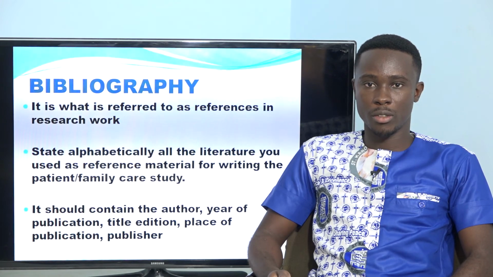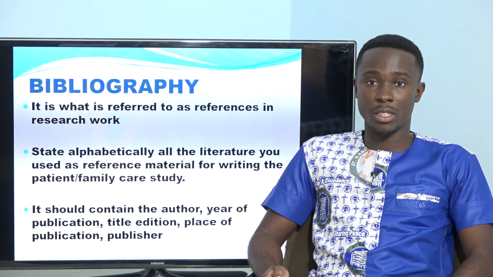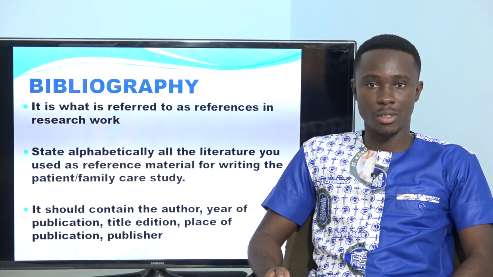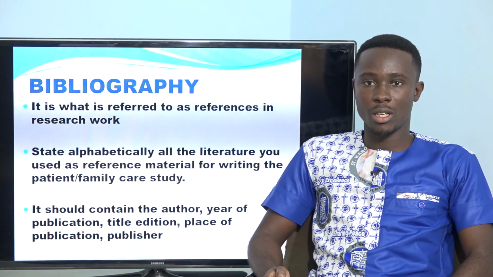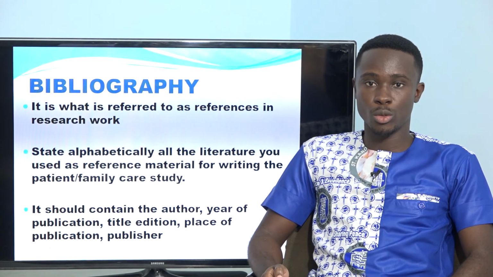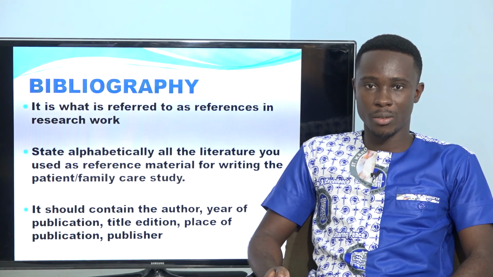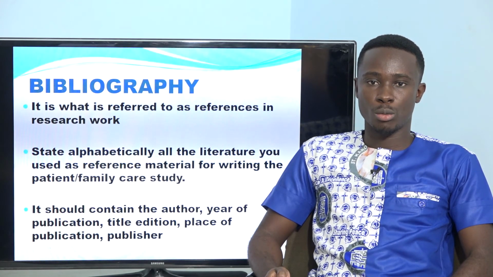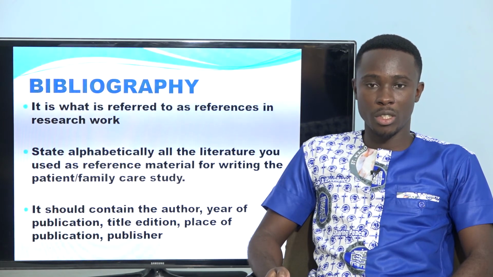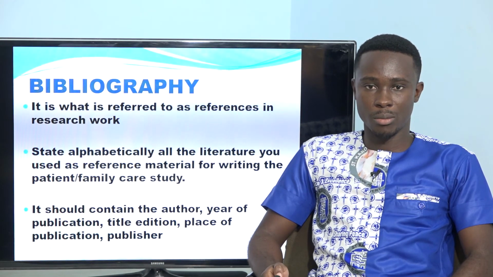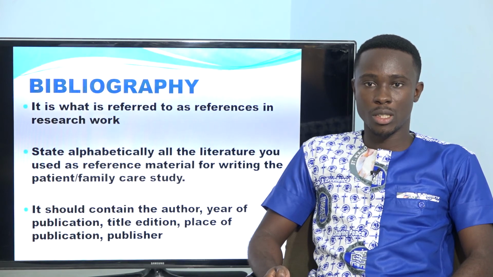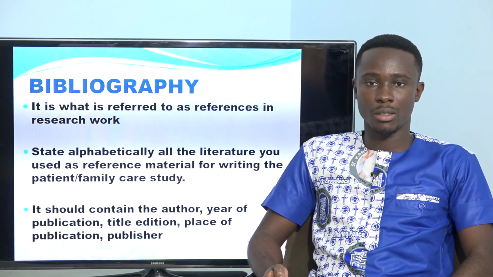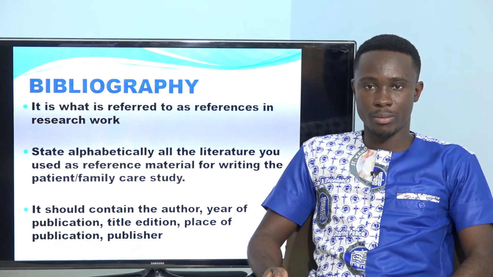Finally, we move on to bibliography. Bibliography is what is referred to as references in research work. So you state alphabetically all the literature you used as reference materials for writing the patient and family care study. You follow the APA format as in research methods. It should contain the author, the year of publication, the title, edition, the place of publication, and the publisher.